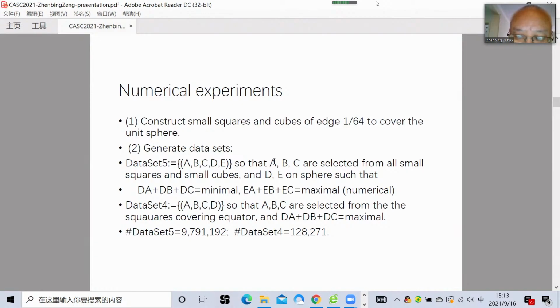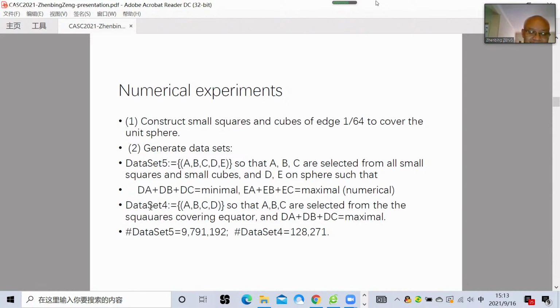If we fix A, B, C, then we calculate which small cube or square contains the minimum point, and which square or cube contains the maximum point for the sum of the distances. Then we use all this kind of data to form a data set we call data set 5.